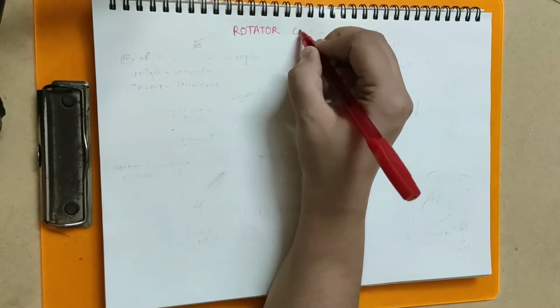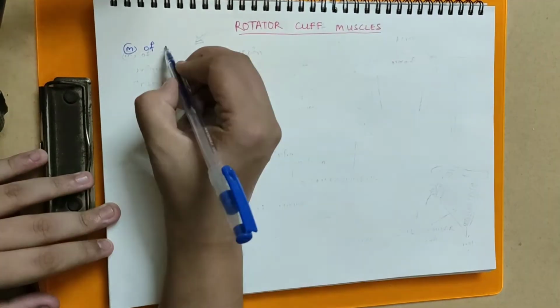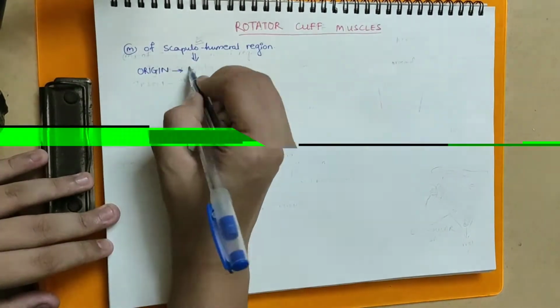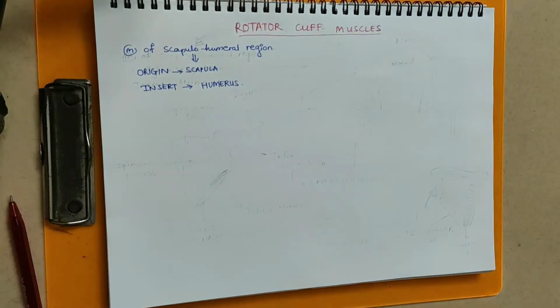Hi guys, my name is Neil Pandya and today we're going to talk about rotator cuff muscles. These muscles are known as the muscles of the scapulohumeral region. That is because they originate from the scapula and insert into the humerus.